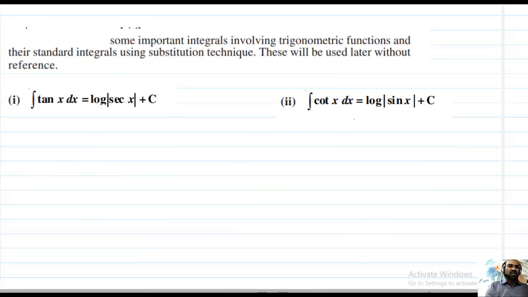Students, important results, very very important. One minute. Important results.